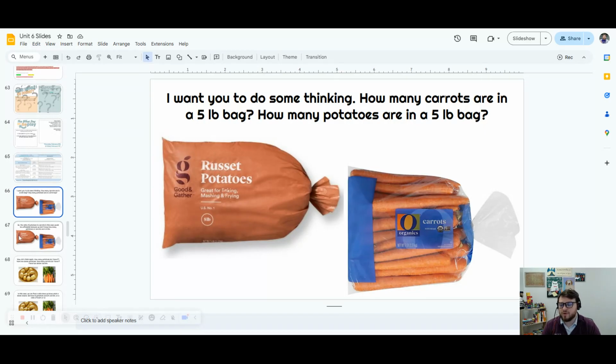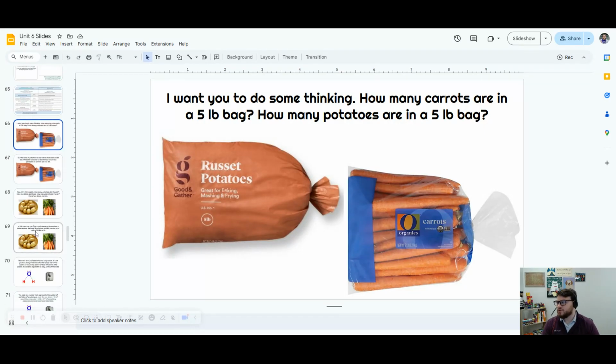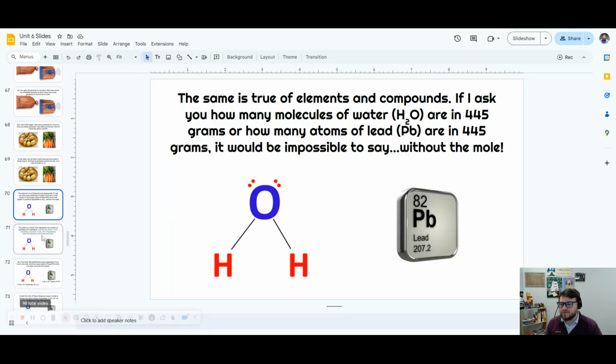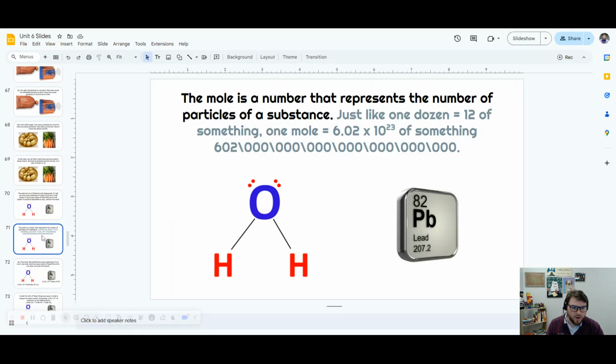So the mole was our way to give a number to a very, very large number that's hard for us to conceptualize. Just like a dozen is 12, a mole is 6.02 times 10 to the 23rd of something. So when we say we have 1 mole of water, what we mean is that we have 6.02 times 10 to the 23rd molecules of water, okay?